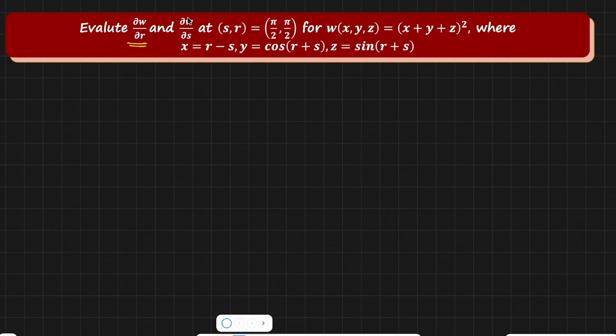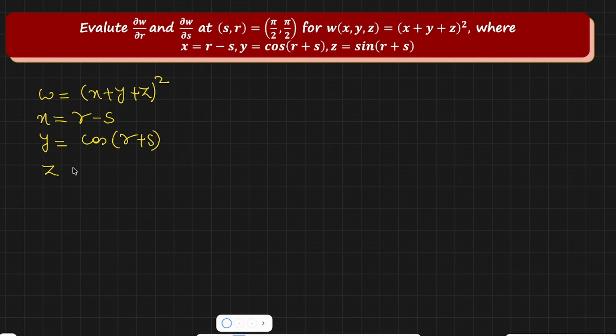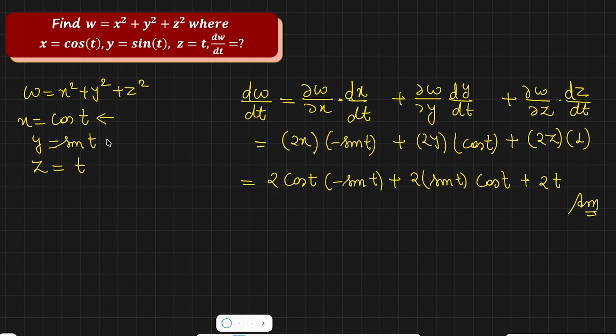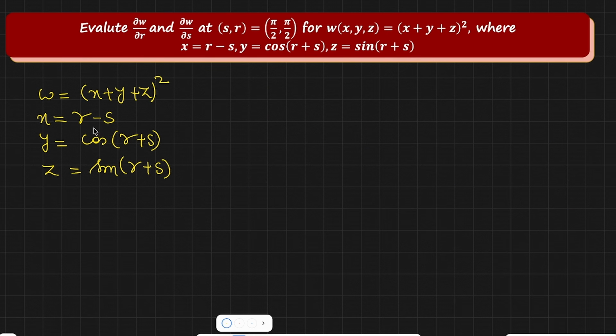Now if it is like this question, this is something called a partial derivative with respect to r and s. This is another type of question. So what is the question? You have w = (x + y + z)², x = r − s, y = cos(r + s), and z = sin(r + s). It means here x depends on only t, but here x depends on r and s.